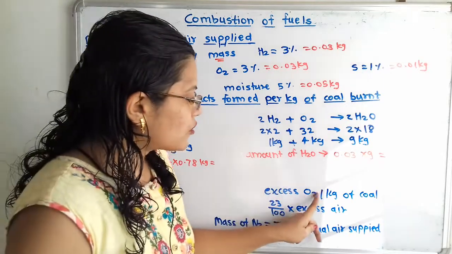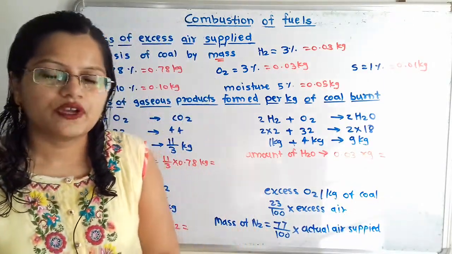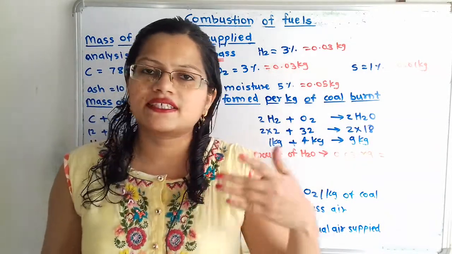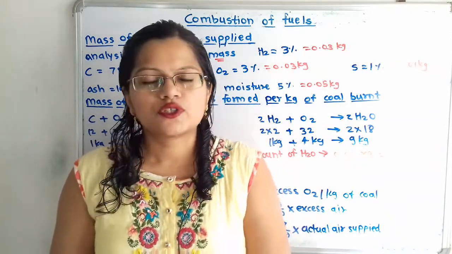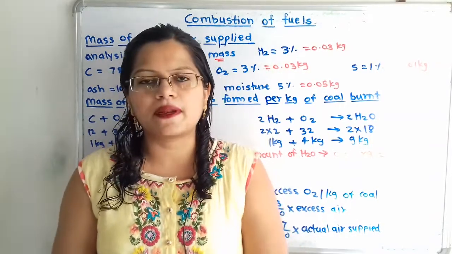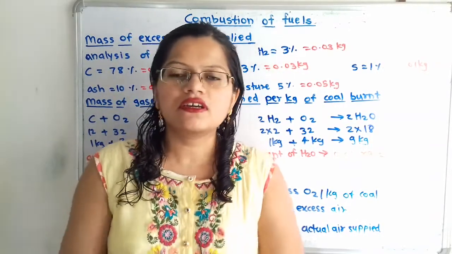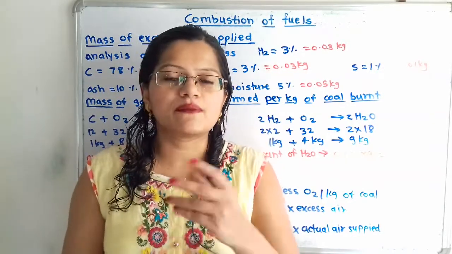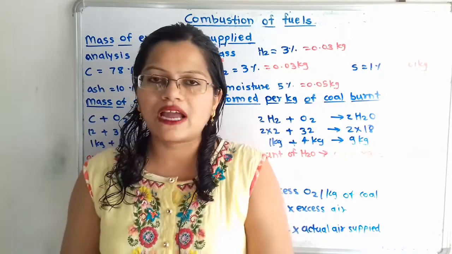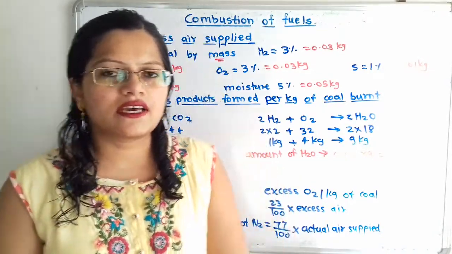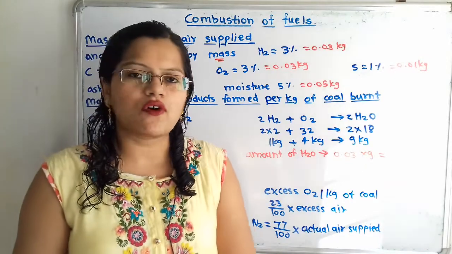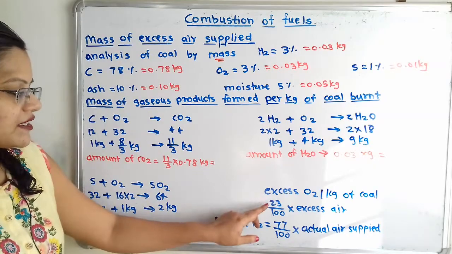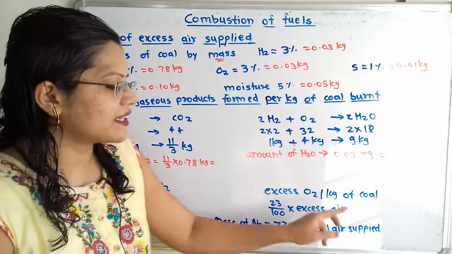Now the excess oxygen per kilogram of coal. The excess oxygen is due to the excess air supplied. When no excess air is supplied, all the oxygen is provided by the theoretical air, but here excess oxygen will be found in the flue gas. So how do we calculate this? By mass, 23% of the air is always oxygen. So we have to take 23 by 100 multiplied by the excess air.